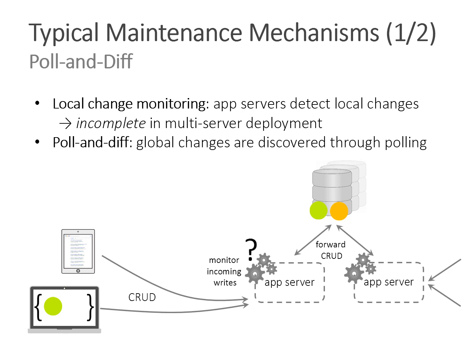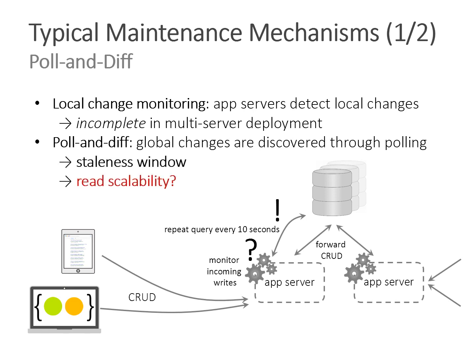So to discover changes that are written by other servers, it polls the active queries periodically. For example, the Meteor default is 10 seconds. Then it gets all the results, checks whether anything changed compared to the last known result representation, and sends out the changes accordingly.